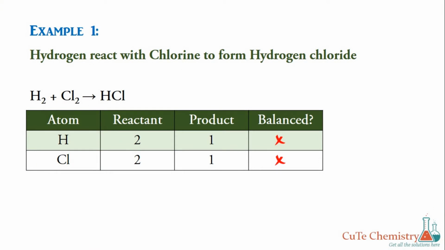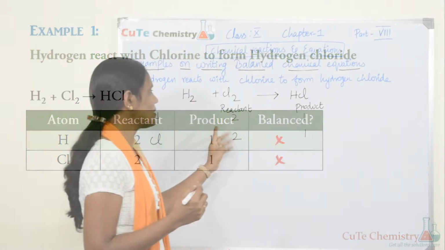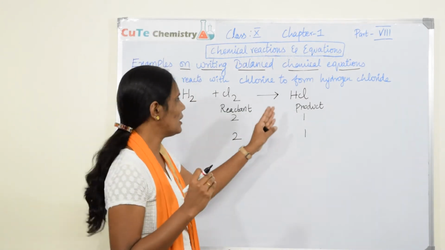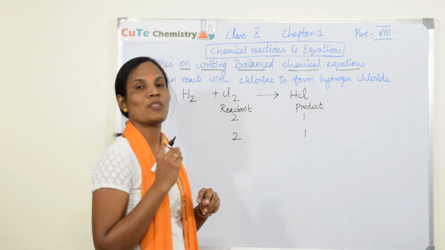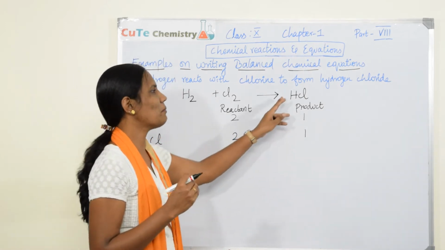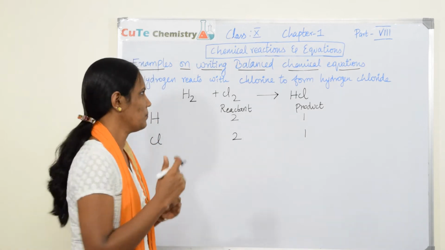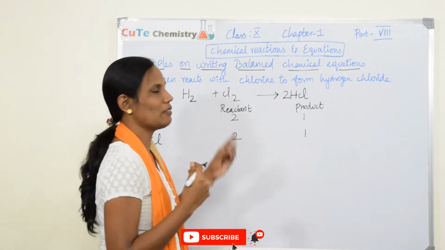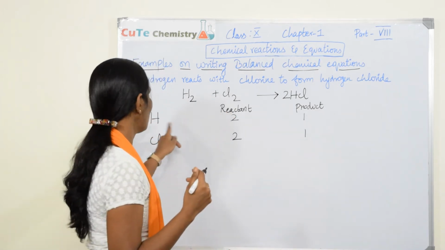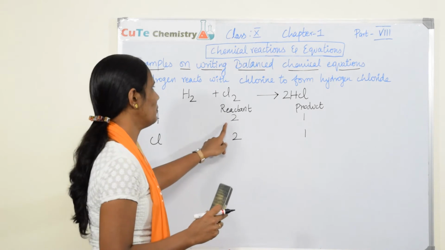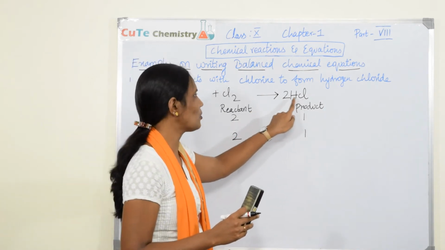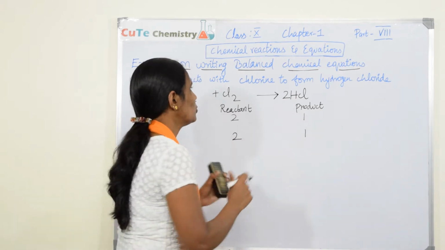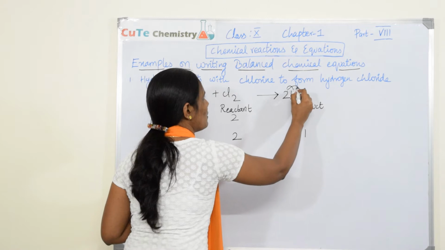So it is deficient in the product side. In the reactant side we have two atoms, but in the product side we have only one atom, which means the deficiency is at the product side. So what we can do is start multiplying with the smallest whole number. So if I write 2 here, then we have to check whether the equation is balanced or not. In the reactant side we have two hydrogen atoms. Now after multiplying hydrogen chloride with 2, in the product side also we have two hydrogen atoms. So this 2 is common for hydrogen as well as chlorine.